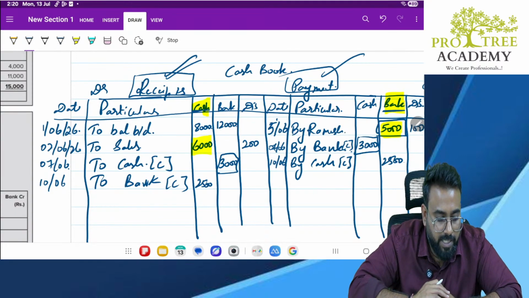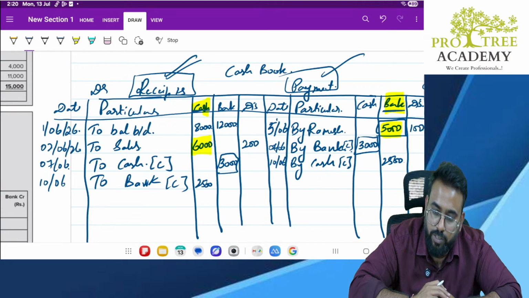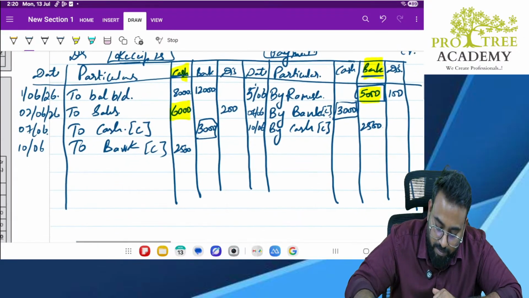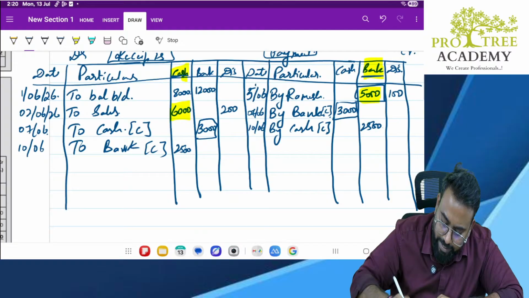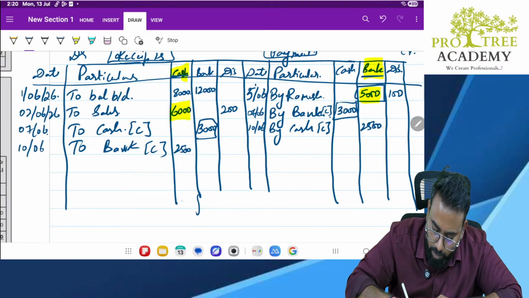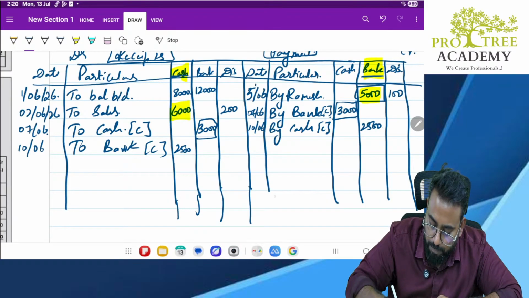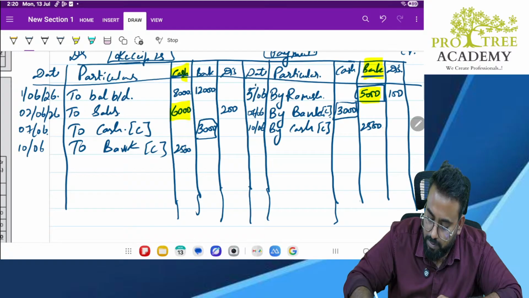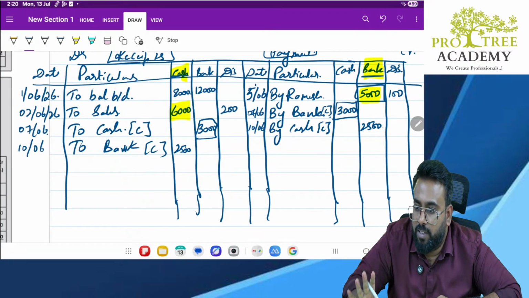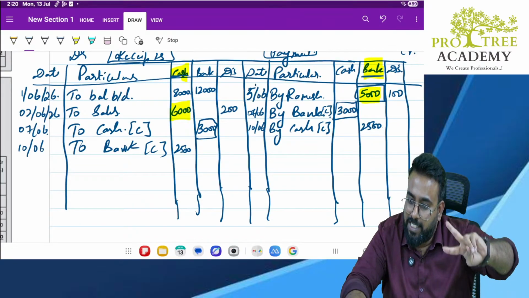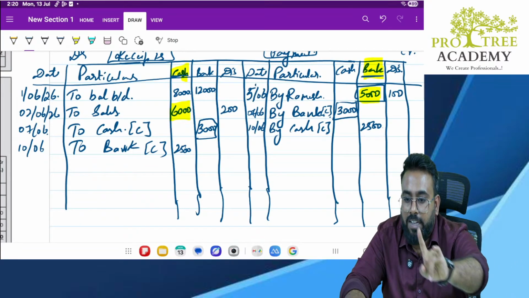Okay, one student is asking how to close the books. Okay, we'll close that also. No problem. We have already discussed it, but we'll discuss it again. No issues. Now, how to close? Now, cash and bank is what type of account? Asset account, right? Discount is an expense account. Now, asset as well as discount should always have a debit balance.